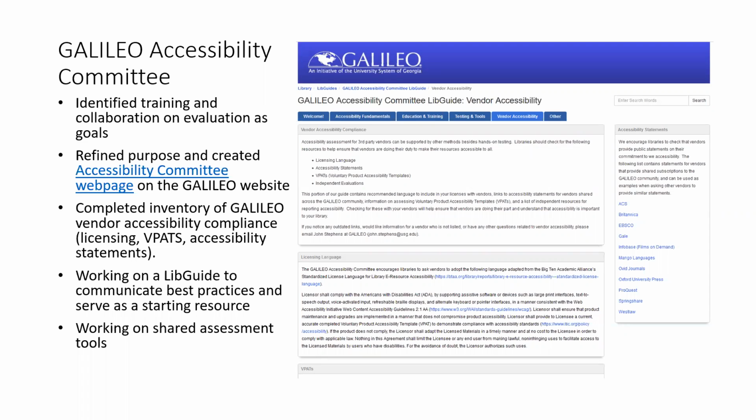The first thing to do was to identify what exactly we wanted to do. We did have what felt at the time somewhat vague idea of what we wanted to do, but without actually starting the committee and seeing what everyone's goals were, it was hard to establish very distinctly what we wanted to do. So the first was to identify what the goals were, what the shared needs were of the committee members. And training and collaboration on evaluation were the two main goals that were identified.